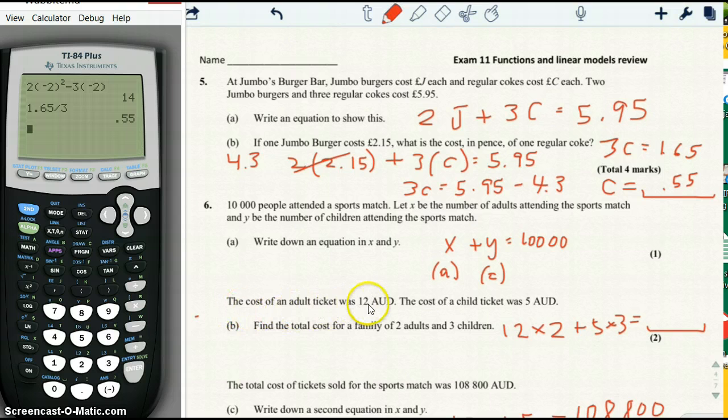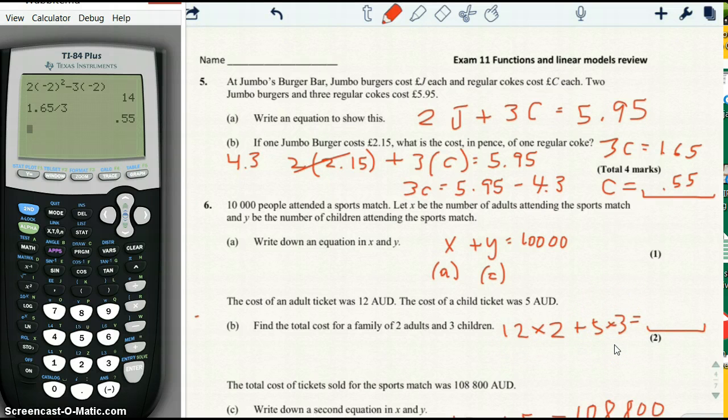Cost of an adult ticket is 12. Cost of a child ticket was 5. Find the total cost of a family of 2 adults and 3 children. So 2 adults and 3 children. 2 adults times $12 plus 3 children times $5 equals something. So 12 times 2 is 24. 5 times 3 is 15.